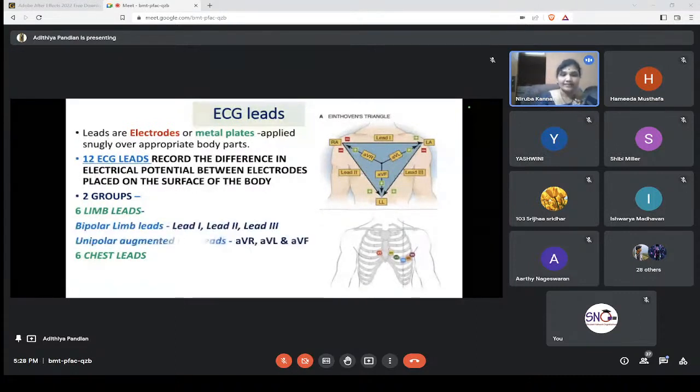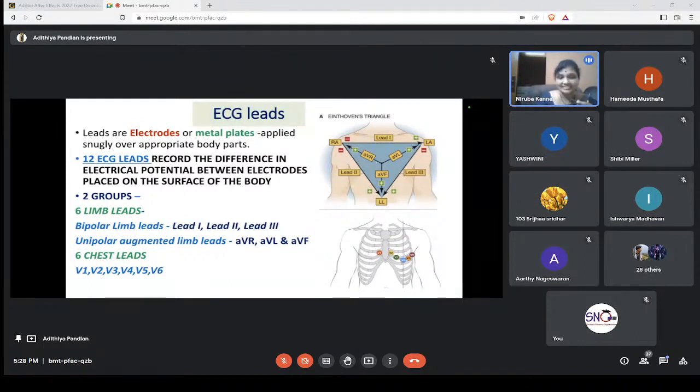Okay. Bipolar. Why do you call it bipolar? Because it is the electrical difference recorded between 2 poles: lead 1, lead 2, lead 3. There are 2 exploring electrodes there. But the unipolar limb leads are AVR, AVL, and AVF, where you have only a single exploring electrode, which is on the right arm, or the left arm. The other 2 act as indifferent electrodes. So they are called unipolar augmented limb leads.